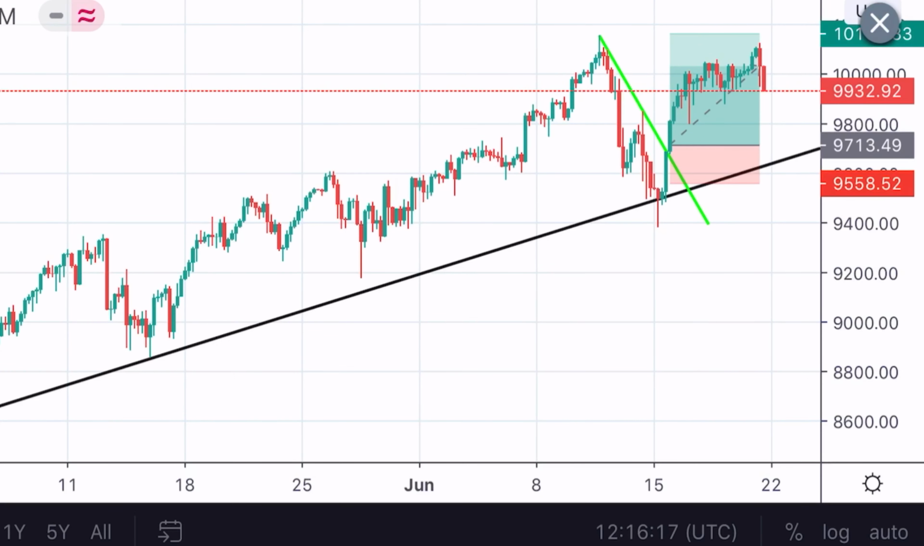So first things first, we're gonna start with the NAS100. With this one, I'm not really gonna do an analysis because I want to see the market open and see how the price behaves on Monday. But as you can see, we had a trade.